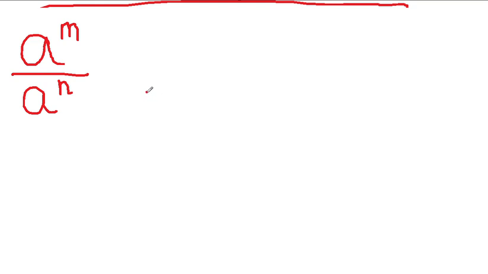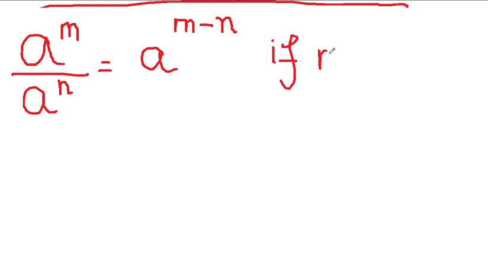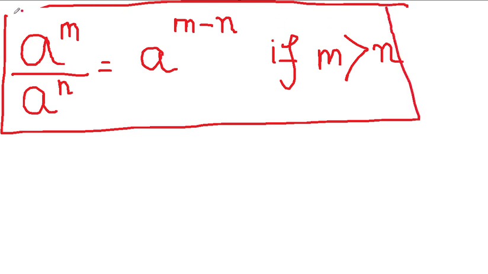Well, what if we have another formula that is a to the power of m over a to the power of n? The base is the same in both cases, but the powers are different. So that would be a to the power of m minus n, if m is more than n. Got it? So this is one formula.